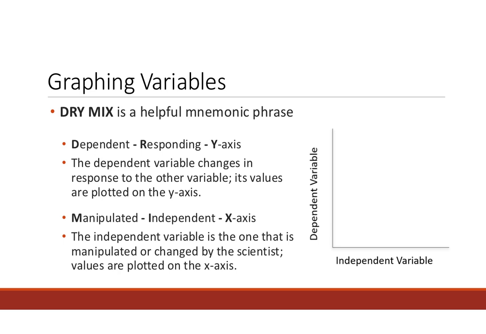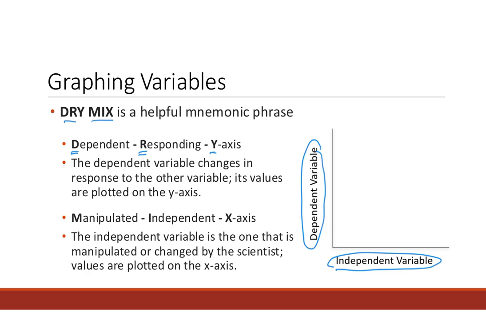So when you graph variables, the first thing you need to remember is that your independent variable goes on the x-axis, and the dependent variable goes on the y-axis. This phrase, DRY MIX, is the way some people use to remember which axis goes with which variable. DRY has the letters D, R, and Y, and you can use those to think dependent, which is the variable responding to what you do as an experimenter, and that goes on the y-axis.